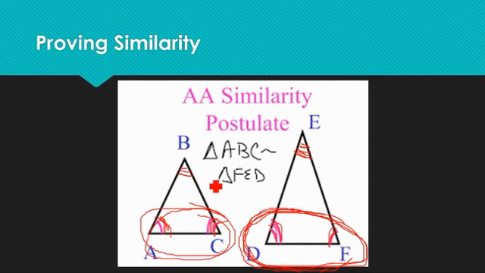And if all three angles are congruent, that means the triangles' side lengths will always be in proportion. So therefore, the triangles would be similar.